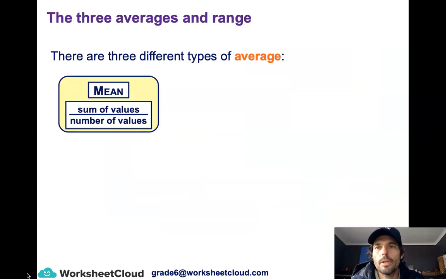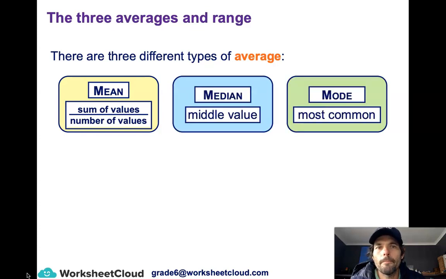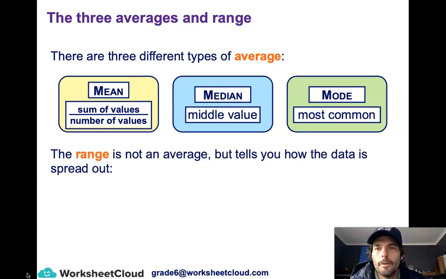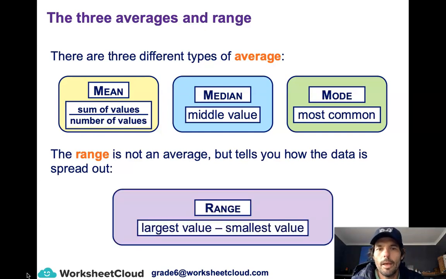So these are the three types of averages we can have a look at. We know that the mean is the sum of values over the number of values, the median is the middle value, and the mode is the most common value. The range is not exactly an average, but it still tells you how the data is spread out. So we still include it in the topic of averages, and it ties in quite nicely with data handling. And there's just a recap of how to work out the range.